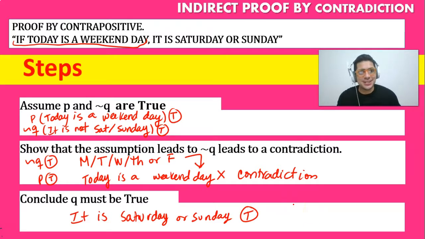So guys, that's pretty much it for today's video. Make sure you copy and understand each and every single one of the steps so that you can actually try doing the indirect proof by contradiction on your own.